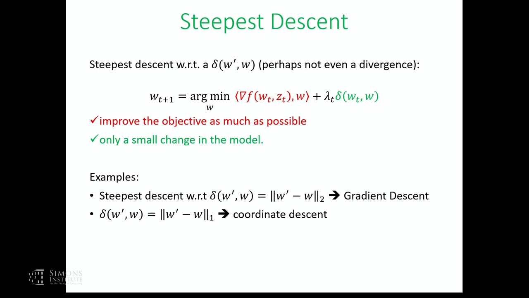You can also do this for other non-strongly convex distance measures like the L infinity norm, and what you get here is kind of just taking a step in the direction of the sign of the gradients.